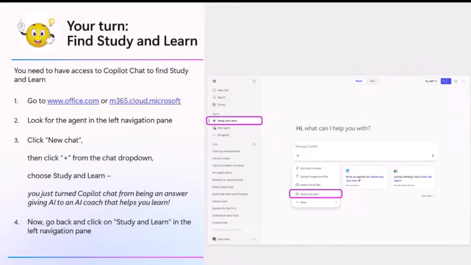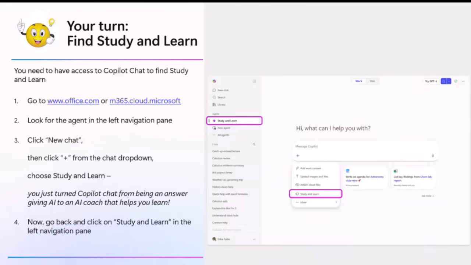Bring up your browser. If you happen to have the M365 Copilot desktop application, bring that up, whichever way you want to go. And then if you're in the browser, just put in office.com or m365.cloud.microsoft.com and look for the agent in that left navigation right there under new chat, search, library. You should see Study and Learn, provided Copilot chat is enabled for you.